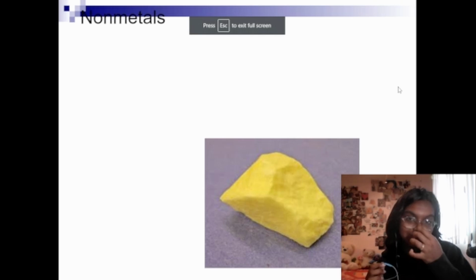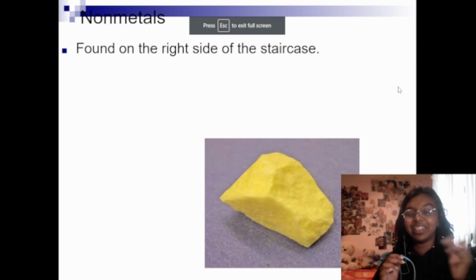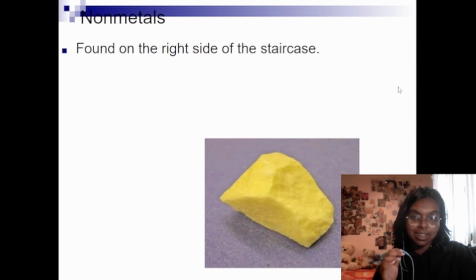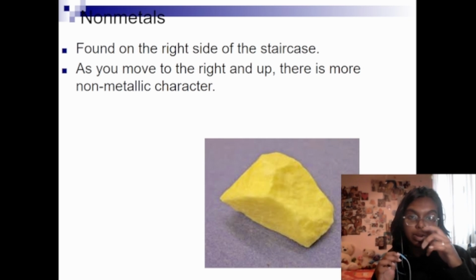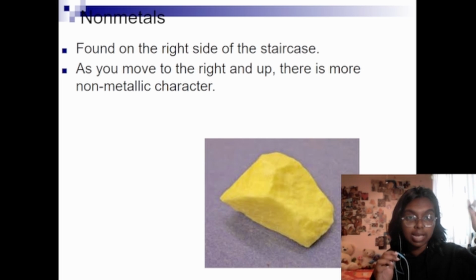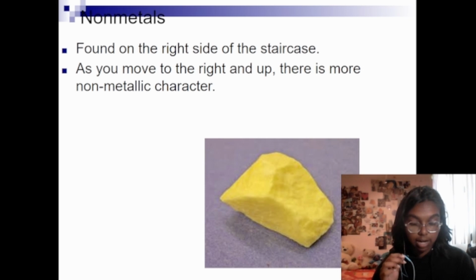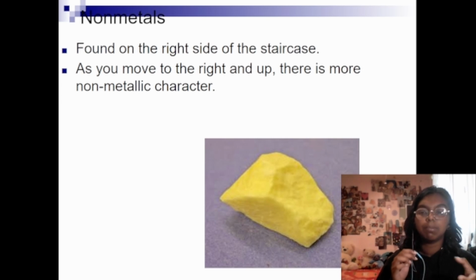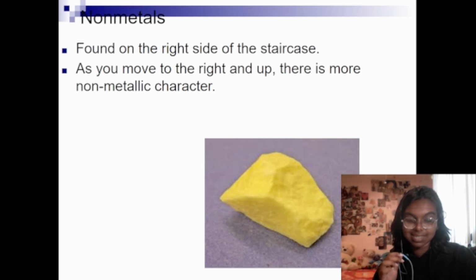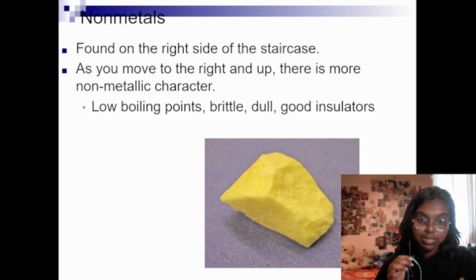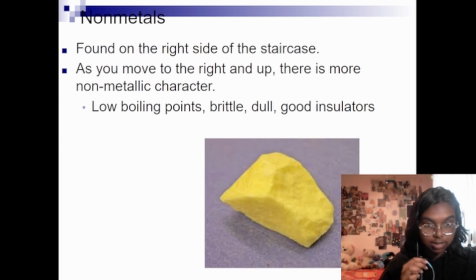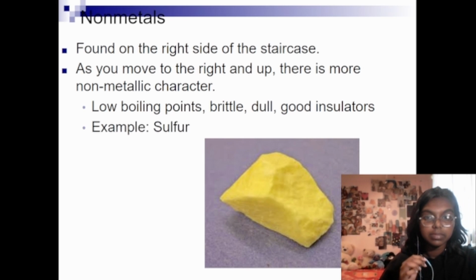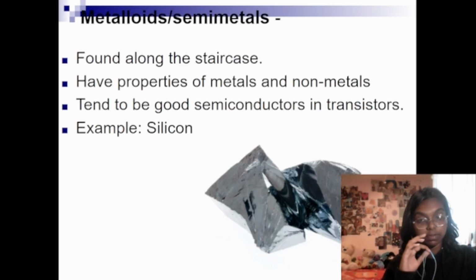Okay, well, non-metals. They're on the right side of the staircase, so carbon, nitrogen, oxygen, fluorine, neon, phosphorus, and so on. When you move to the right and more up, there's more non-metallic characteristics. So what are the non-metallic characteristics? They have low boiling points, they're very brittle, they're dull, and they're good insulators. Sulfur is a good example of a non-metal.